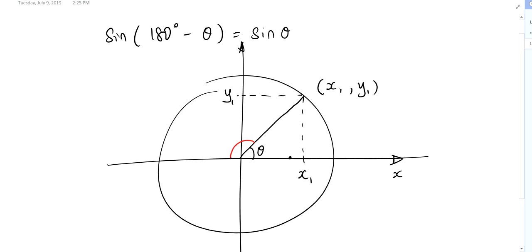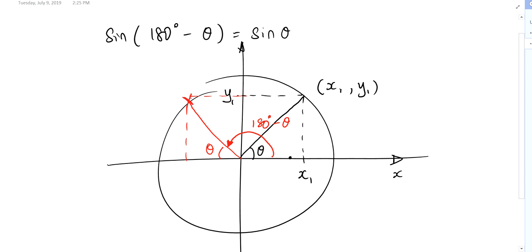But this red angle over here did not start from the positive x-axis, isn't it? Where exactly is 180 minus theta starting from the positive x-axis? We need to draw a symmetrical line first. We need to draw a symmetrical line across. This being theta, they are symmetrical, so this angle must be 180 degrees minus theta, right?